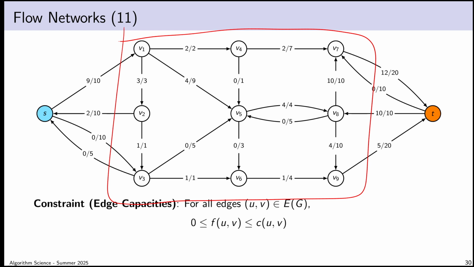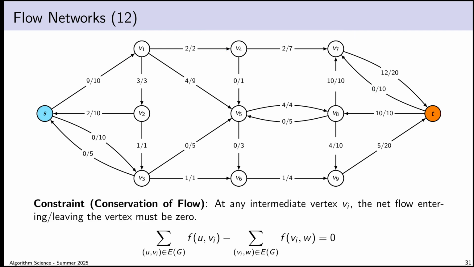So if I want to take 2 units out of vertex V1, I need to make sure that 2 units enter vertex V1. And we can frame that in terms of a constraint that I'm going to call conservation of flow. So conservation of flow says that at any intermediate vertex Vi, the net amount of flow entering the vertex must be 0. And similarly, the net amount of flow leaving the vertex must be 0. In other words, whatever flow comes in must also go out.